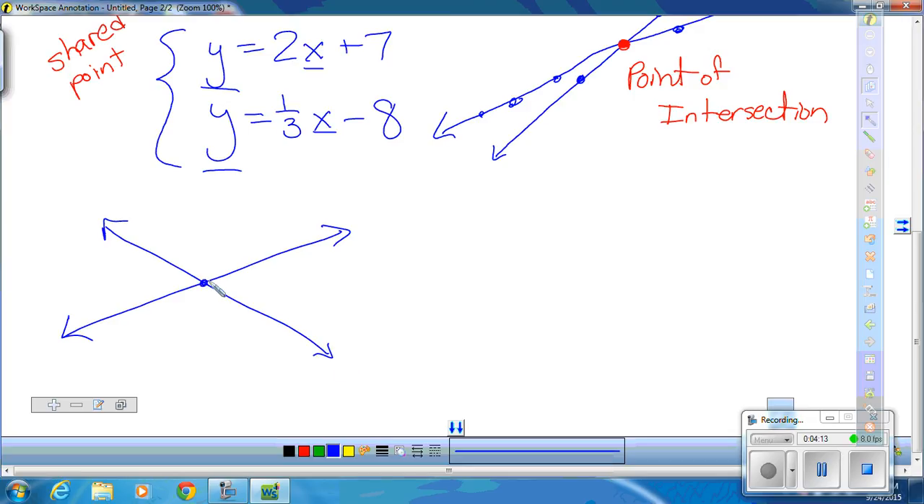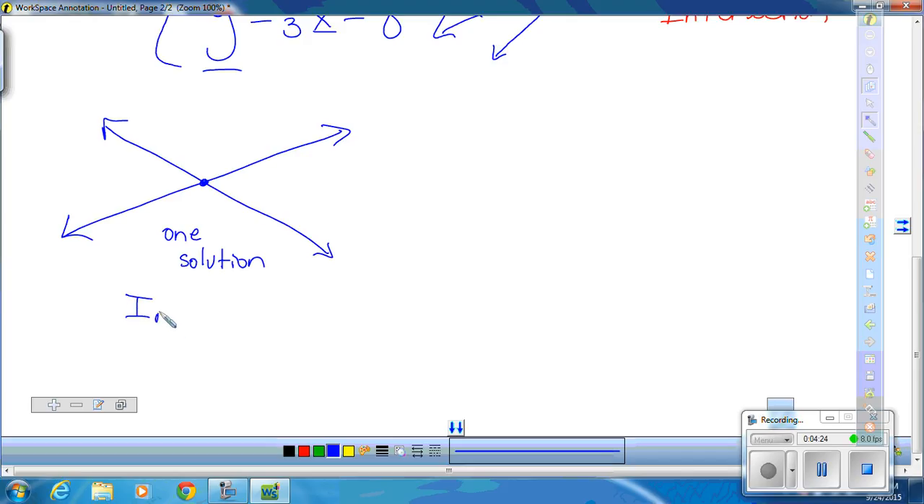And when they intersect each other, they intersect at a point. So there is one solution, because they intersect at one point, and we generally call these independent systems because each of the lines are just kind of doing their own thing.